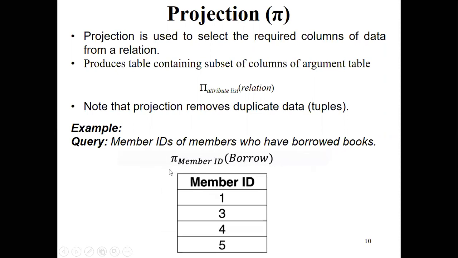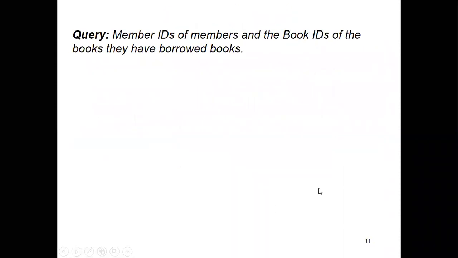So how to fetch the member ID column? We have to use the project operation, right? The project operator pi. Which column do I have to fetch? Member ID, because it is asked to retrieve the member ID. So member ID from the relation called borrow. The result will be in the form of a relation itself. When I say relation, it is a table of values: column header followed by a set of values. Hope it is clear for you.